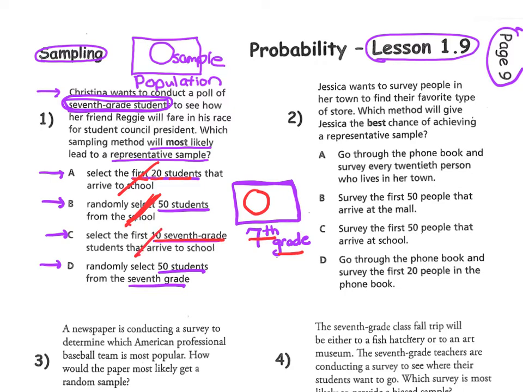So the best, randomly select 50 students from the 7th grade. This will give you your best random sample. It will be a representative sample of the larger population called the 7th grade. All right, let's move on to another question.